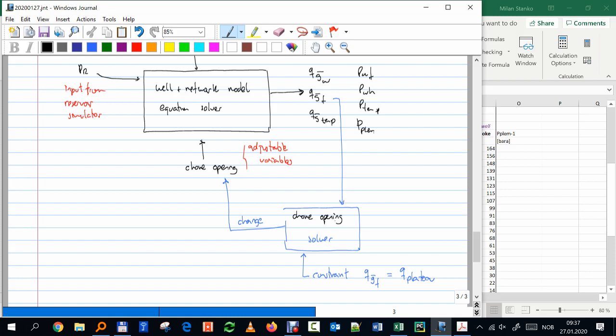Okay, you see you have two stages. For each run, I'm changing the opening, running the network or the system of equations, and finding a new rate. Is it equal to the plateau? And then I iterate. Confusing, but it's essentially equivalent to what we are doing without any iteration, if you have the choke model.